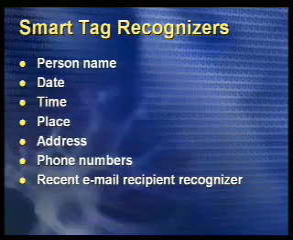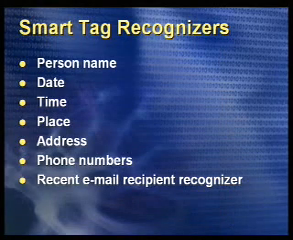So that leads nicely into the list of things which we are shipping recognizers for in Office 10. For English, we're shipping recognizers for people's names, dates, times like 4 p.m., places like New York City, addresses like 123 Main Street, Poughkeepsie, Illinois, phone numbers, and the final one is recent recipients of email.